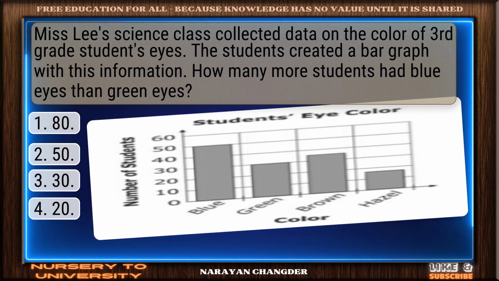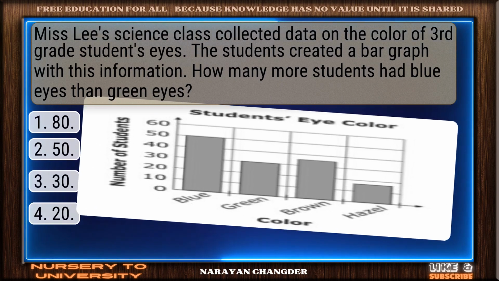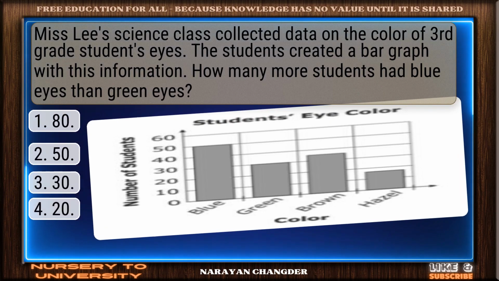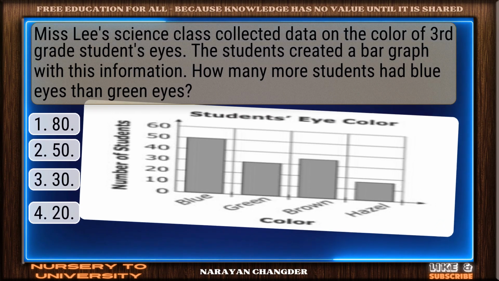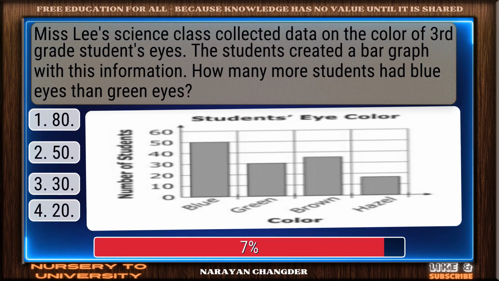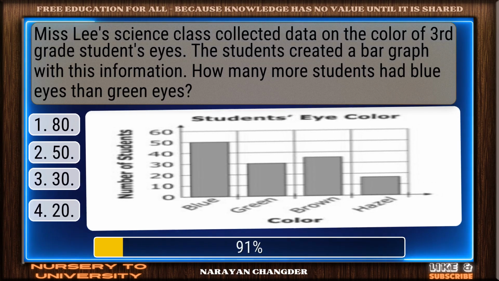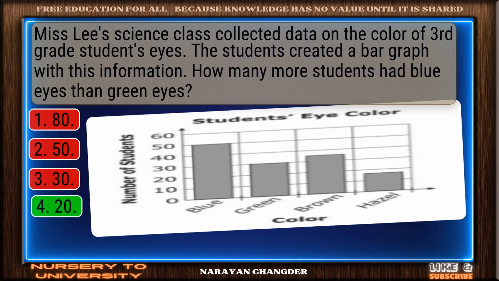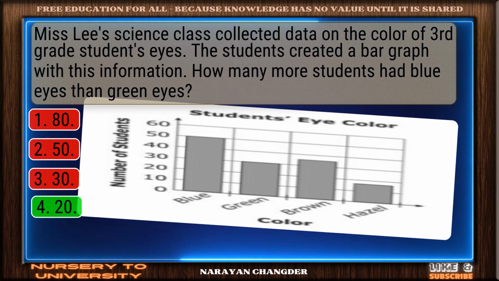Miss Lee's science class collected data on the color of third-grade students' eyes. The students created a bar graph with this information. How many more students had blue eyes than green eyes? Sharp thinking. 20 is the right choice.